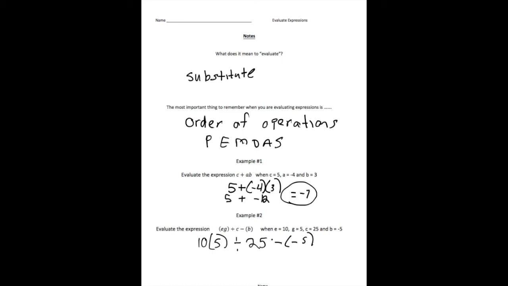Now remember, in order of operations, multiplication and division are linked. The one you do first is the one that appears first, left to right. So we're going to multiply: 10 times 5 is 50, divided by 25, and then minus -5. Now 50 divided by 25 is 2, minus -5. And then 2 minus -5 gives us an answer of +7.